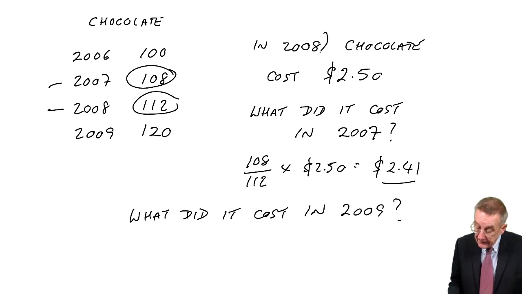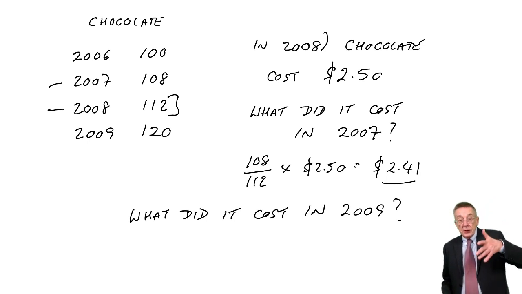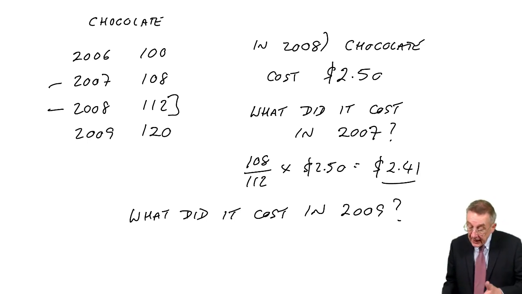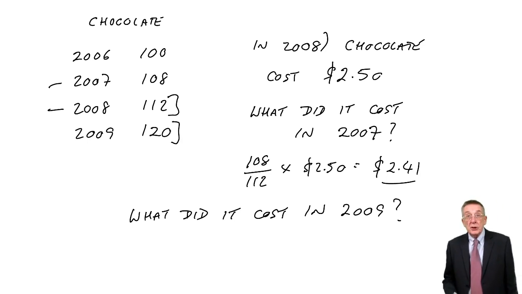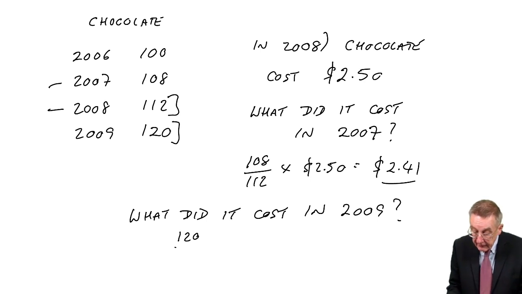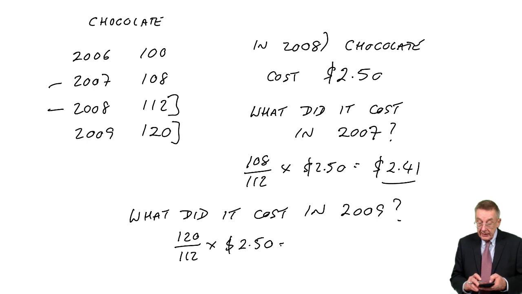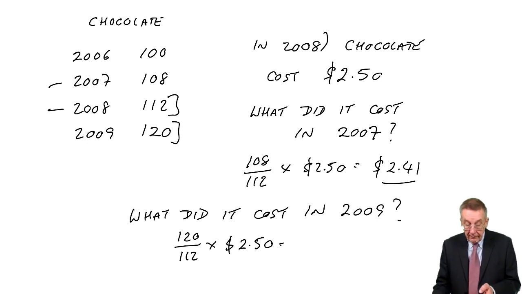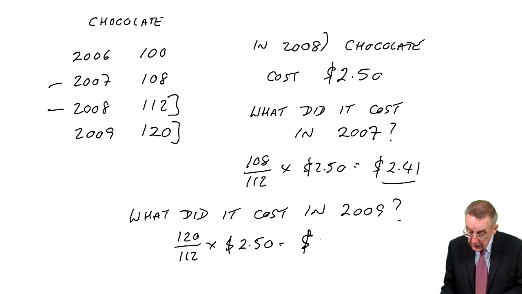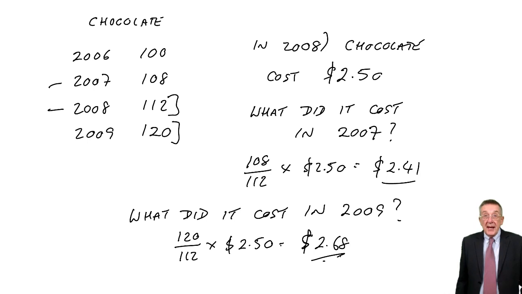In 2008, it was $2.50. Well, the index number in 2008 was 112. And so for every $112 in 2008, in 2009, it would have gone up to 120. And so what will it have gone to? It's 120 for every 112 of the $2.50. In 2009, it would have been $2.68. Okay, well, I hope that makes sense.